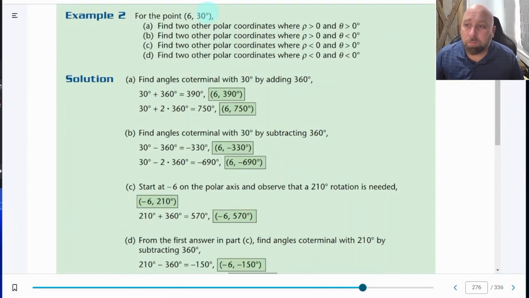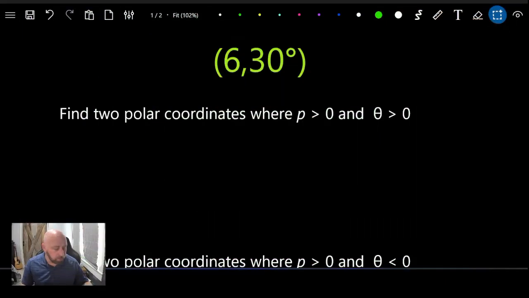All right, so here's our problem. We'll finish up with this. 6, 30 degrees, and it wants you to do all this to it. Let's go over here to my computer and do this over here.